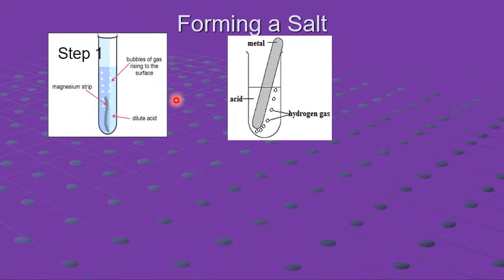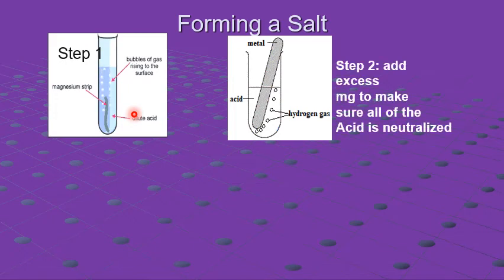So when we are forming a salt, like you saw in the video, there are some steps that we have to follow, and those steps are the same no matter which example you're given. So now we have an example here where a magnesium strip is being placed into a dilute acid. The first step is you are going to add excess magnesium to make sure that all of the acid is neutralized. So you need excess of the magnesium, the metal, or excess of the base so that you can make sure that all of the acid is neutralized. That's the first step.